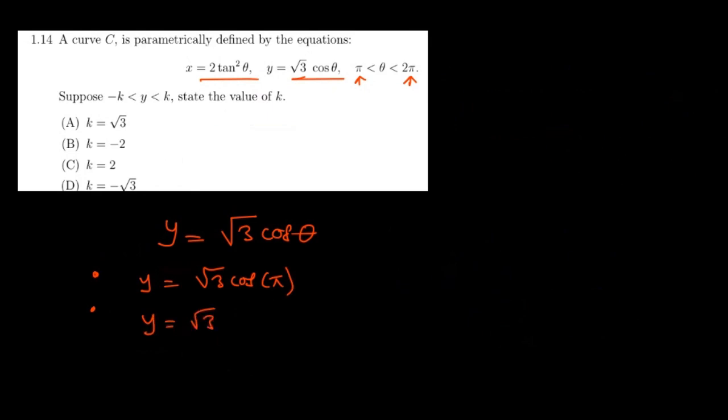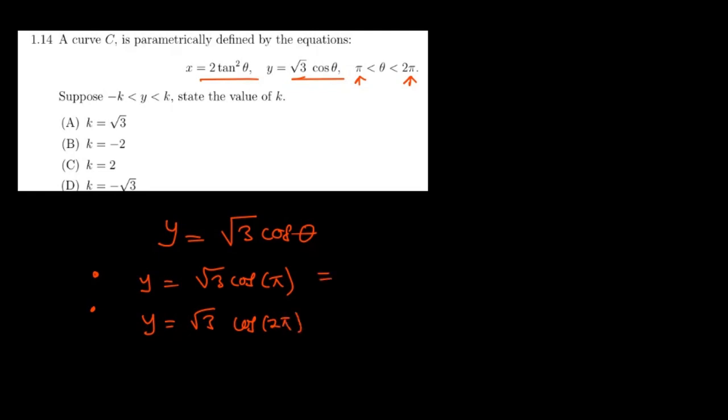Okay, so what about this one? Here they're saying a curve C is parametrically defined, this and that. Okay, and then the y is between minus k and k. So they say state the value of k. So here y we've been given as root of 3 cos theta, right? So we're going to evaluate this y at 2 points, one at pi, the other one at 2 pi. So the first one will be at pi, so it will be root of 3 cos pi. The other one, y is equal to root of 3, okay, cos 2 pi.